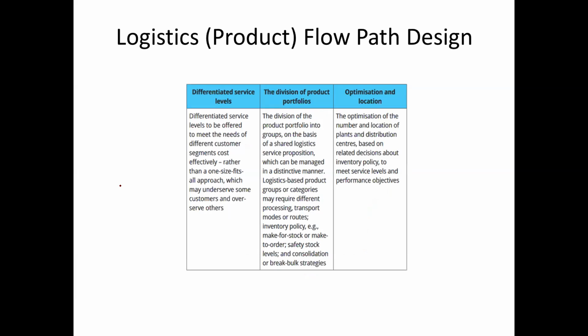How do we design logistics flows? Well, it could be based on offering different service levels to different needs of different customer segments. It could be based on the division of products into portfolios. Or it could be the optimization of the number and location of plants based on decisions on inventory. So the decision on logistics product flow could be based around any of those 3 factors.